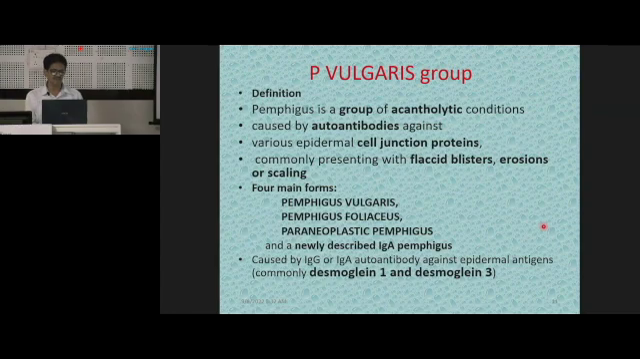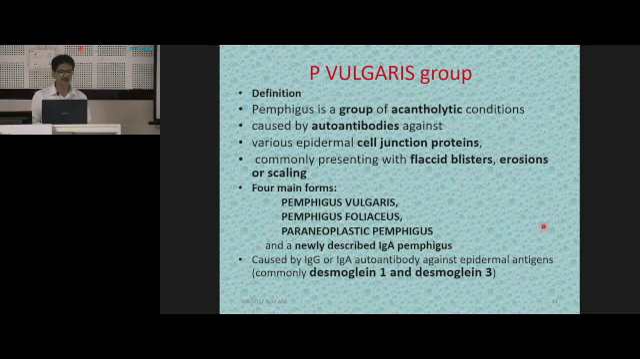Commonly they present with flaccid blisters. Now these are occurring in the epidermis. All these changes are occurring in the epidermis, and therefore the fluid can be shifted from one to the adjacent, because already there is acantholysis also. So that favors the movement of the fluid. And they are also very easily prone to get ruptured, and that will produce erosions or scaling.